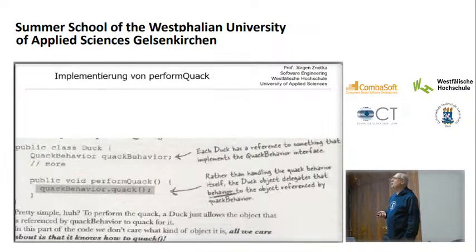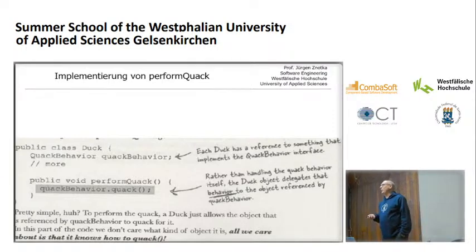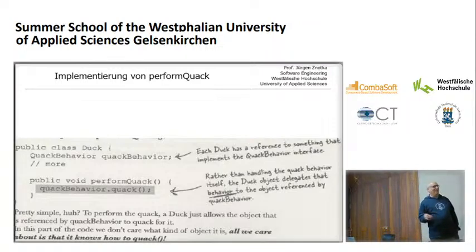So, how does the quack behavior work? We have a public class Duck with the quack behavior, and a public operation performQuack, and then the quack behavior does the quack. Very simple. Nothing hidden, no trick or something like that. It's just straight programming.